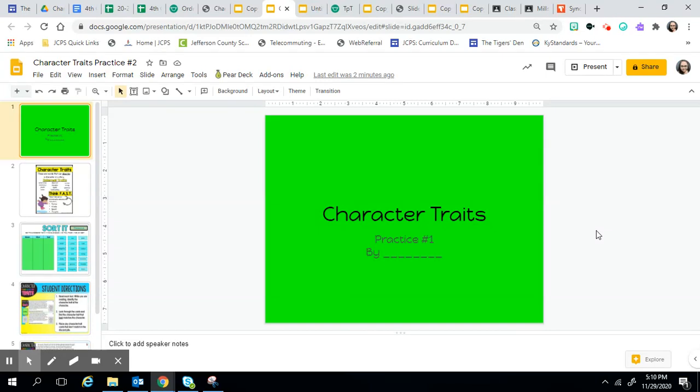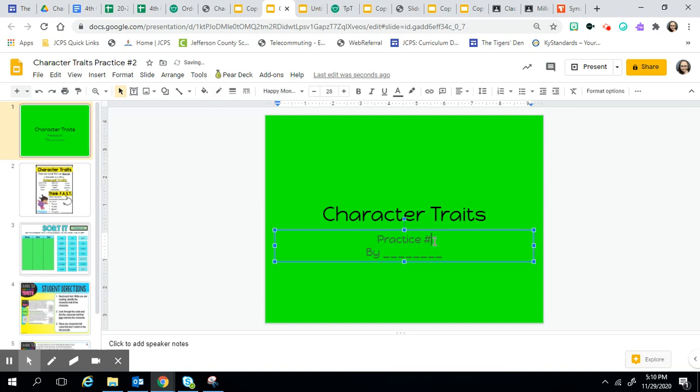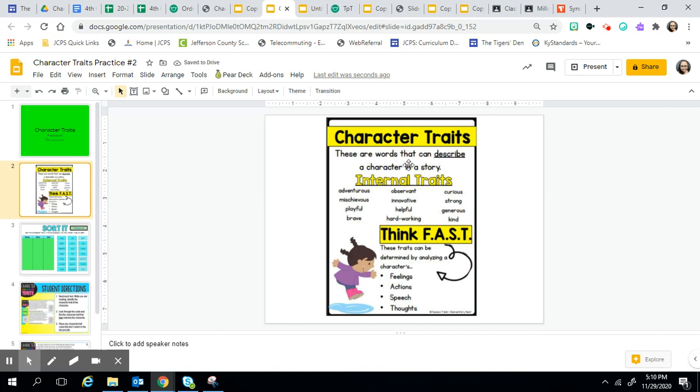I am here to talk you through character traits, practice 2. This is just going to be the second activity that you'll be working on this week using character traits. Remember that character traits are words that describe a character in a story, and we really are talking about the internal traits. Internal means the way that they act and feel. And the way that we determine those internal traits is by looking at the character's feelings, actions, speech, and thoughts. Those are the things that show us the character trait of a character.